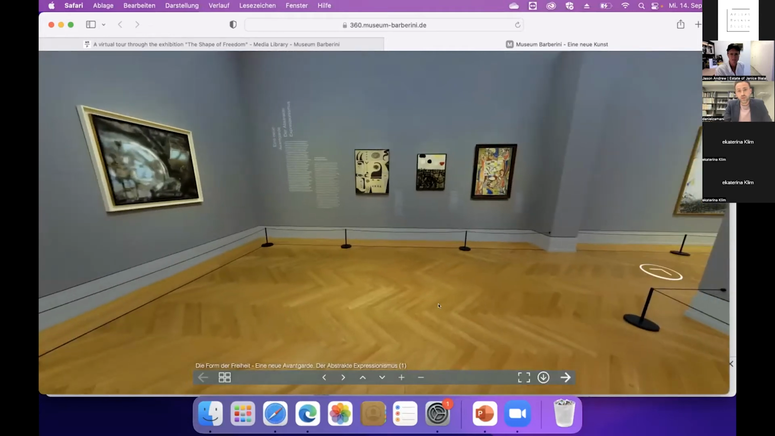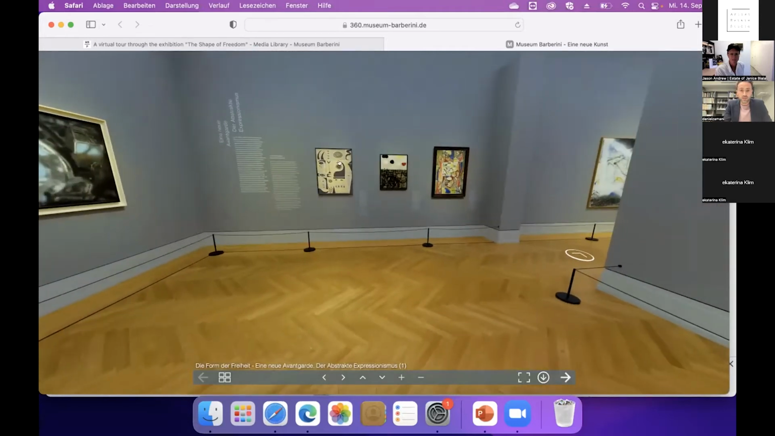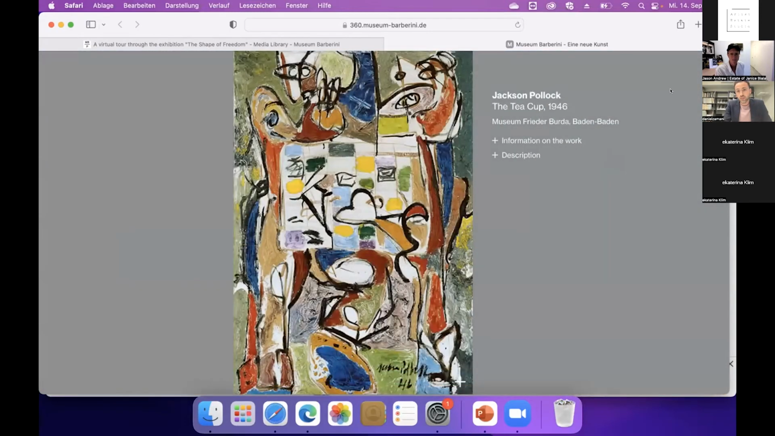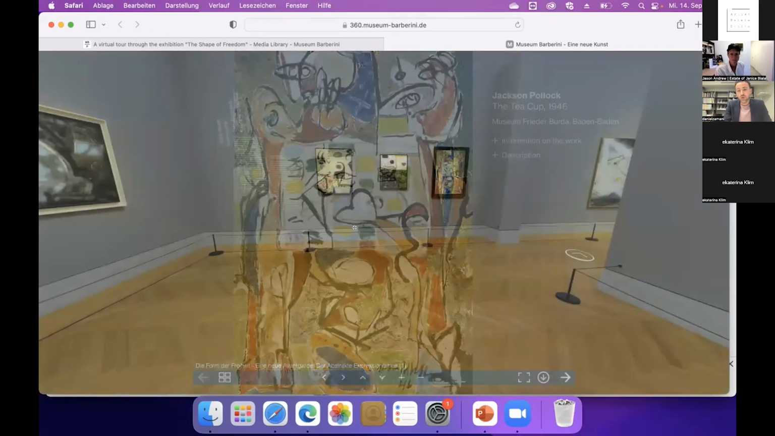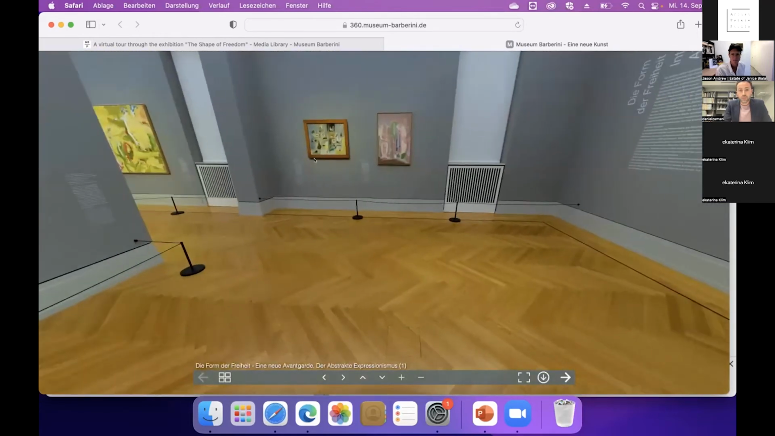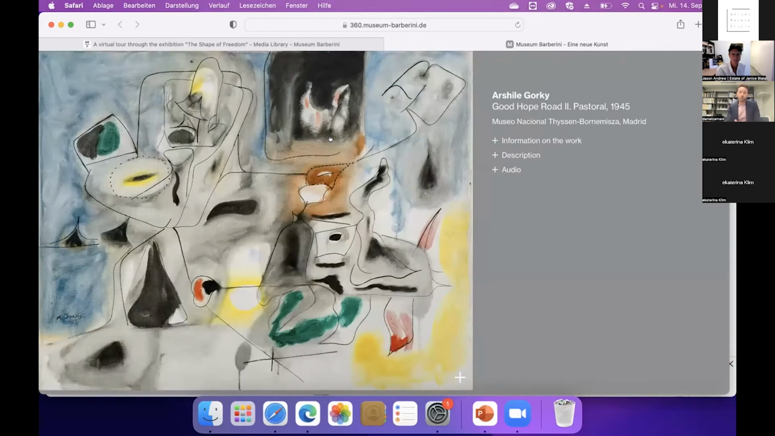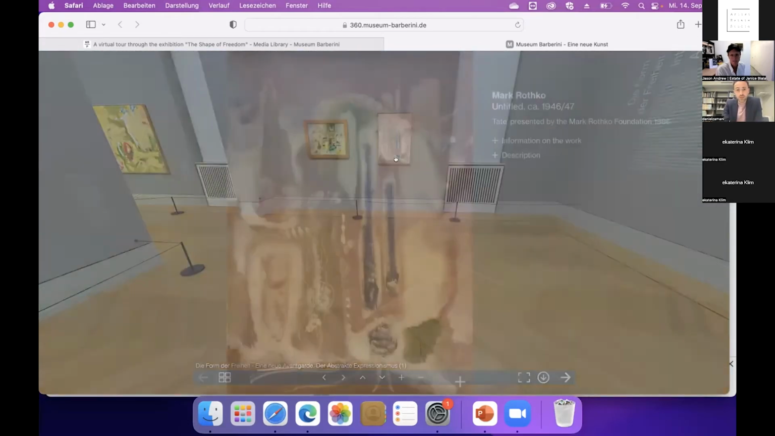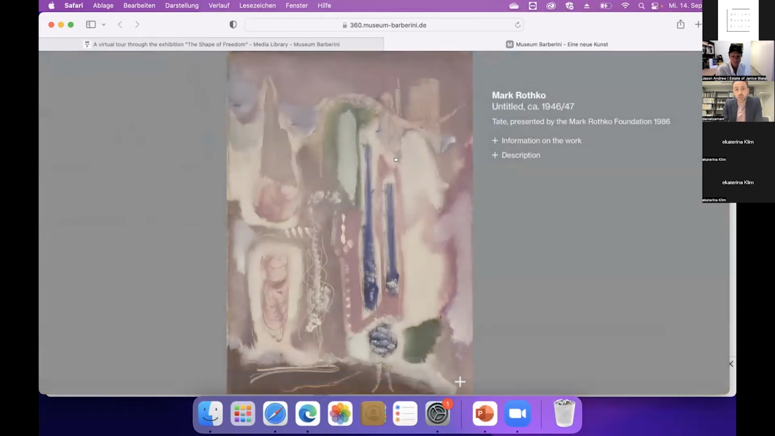In the first room, and you can see it here in the size, of course, these paintings as well by artists like Adolph Gottlieb, Jackson Pollock here with The Teacup of 1946, or also Arshile Gorky here, one of his most important pieces from 1945. Next to him, this beautiful transitional Rothko, one of his multiform paintings from the Tate Modern in London.